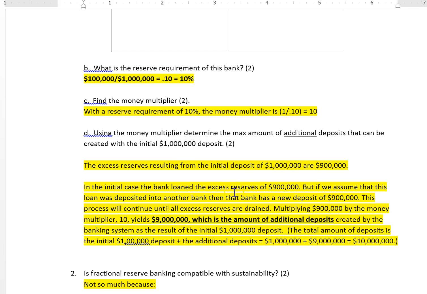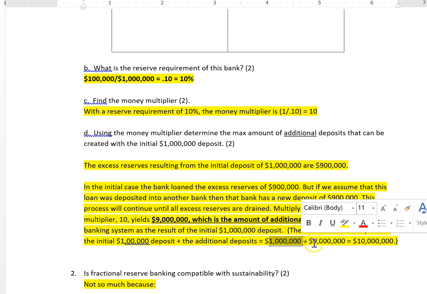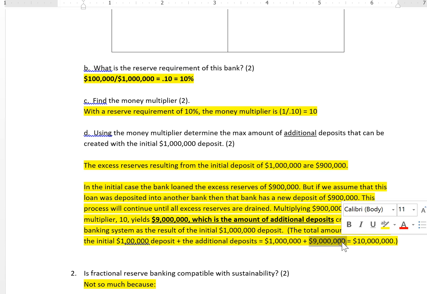So what we're going to do is take our money multiplier, which is 10, multiply it by the excess reserves, 900,000, and that's going to give us an additional amount of deposits of $9 million. So that's how much money has been created. Now, how much is the money supply in total? Well, we started out with $1 million, and the banking system created another $9 million. So the new money supply is now $10 million.